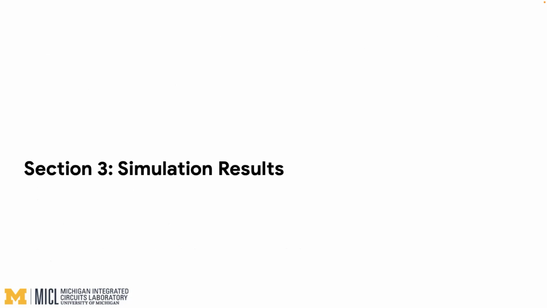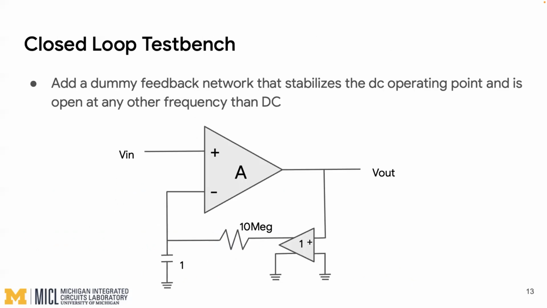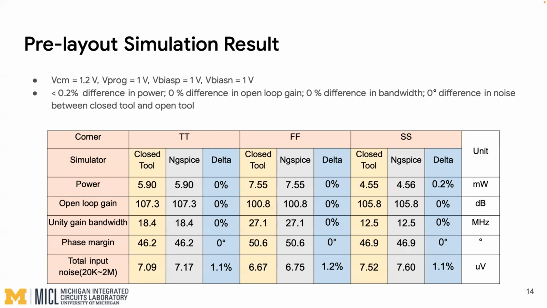Okay, so let's go to the simulation results. And this is the test bench I use for our Opamp. So it's basically with a DC feedback to set up the output common mode voltage. And this is the pre-layout simulation result. You can see almost all the performance is the same between the closed tool and the open source tool.